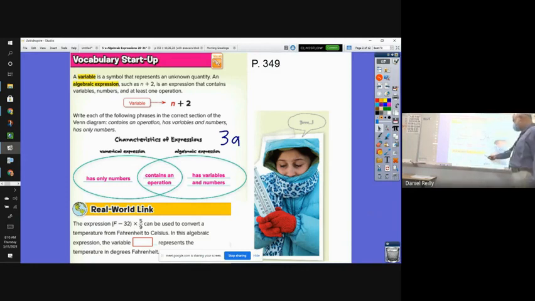Okay, so here's an expression down here, f minus 32 times 5/9. That's the formula for converting Fahrenheit temperature to Celsius temperature.